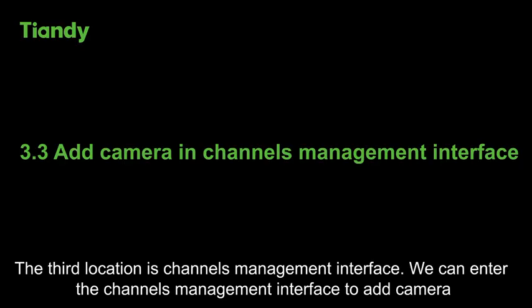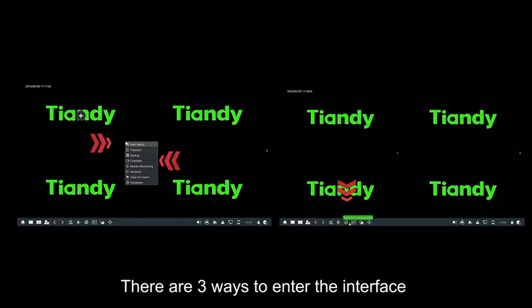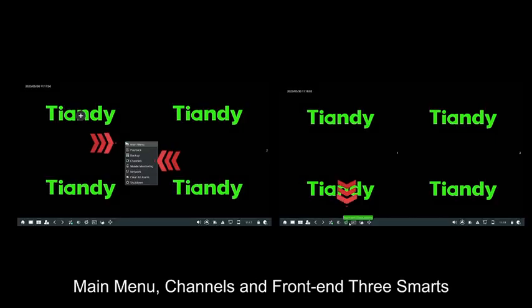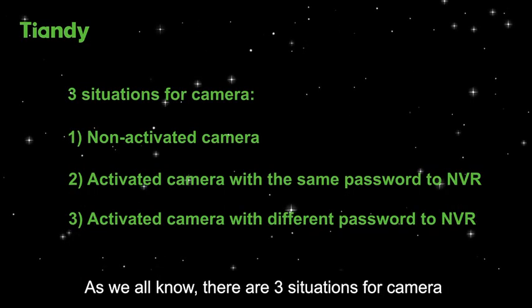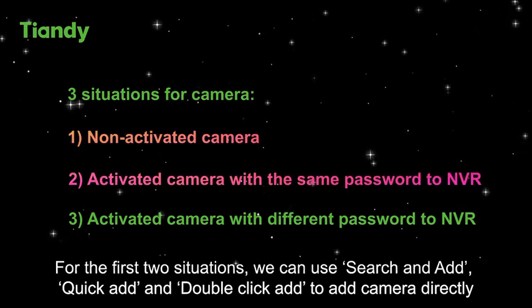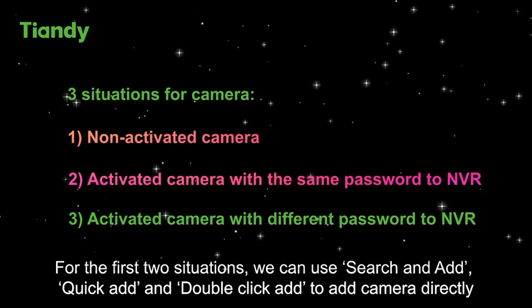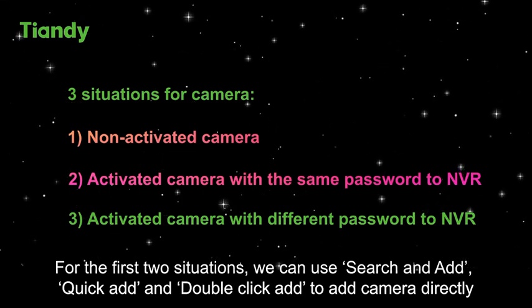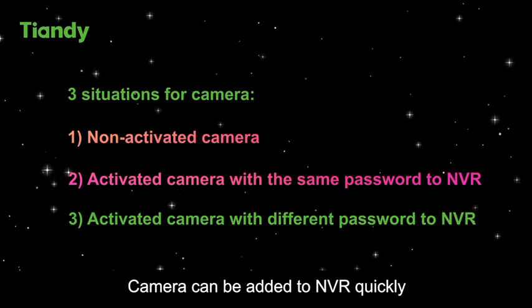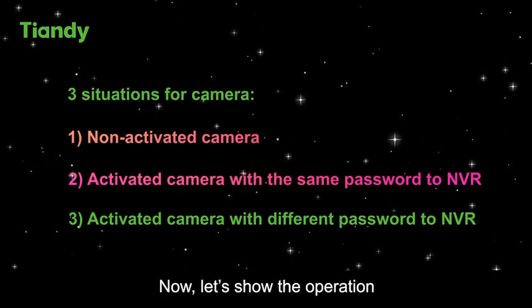The third location is Channels Management interface. We can enter the Channels Management interface to add camera. There are 3 ways to enter the interface: Main Menu, Channels, and Front-End 3 Smarts. Click any of the 3 buttons above and this screen will appear next. As we all know, there are 3 situations for camera. For the first 2 situations, we can use Search and Add, Quick Add, and Double-Click Add to add camera directly. Camera can be added to NVR quickly. Now, let's show the operation.